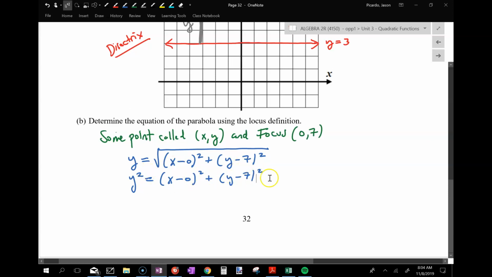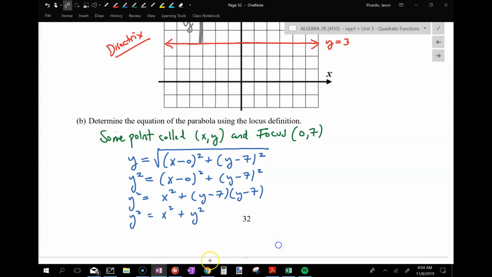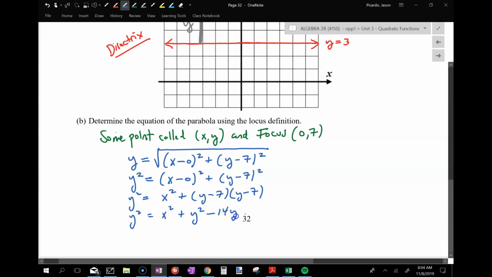So now I got to FOIL this, right? So it's going to be an x minus 7 times an x minus 7. Or I'm sorry, y minus 7 times y minus 7. Foiling y minus 7 times y minus 7 gives me y squared minus 14y plus 49.